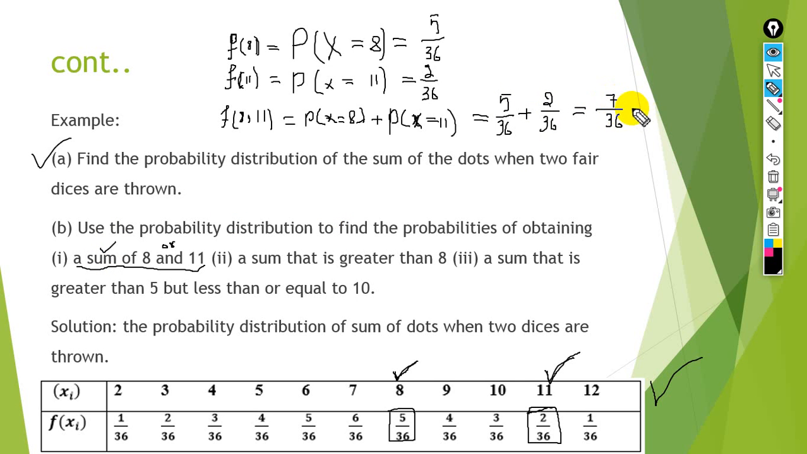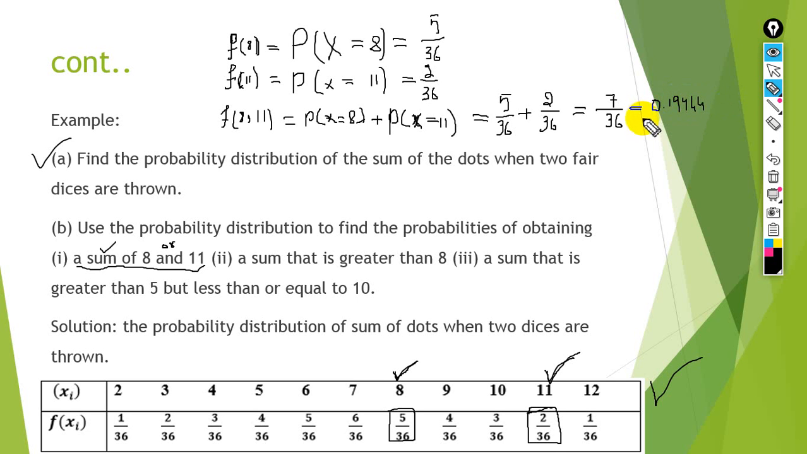Now 7 divided by 36. So let me just check, 7 divided by 36. So the answer will be 0.01944 and so on.